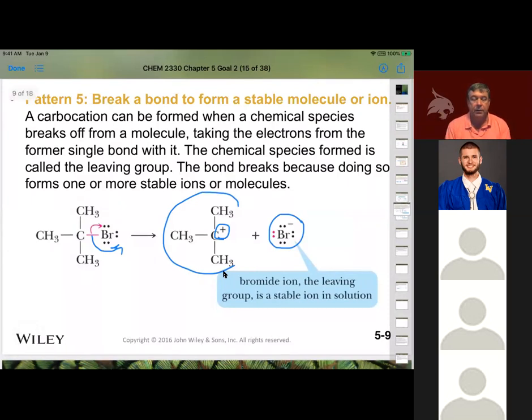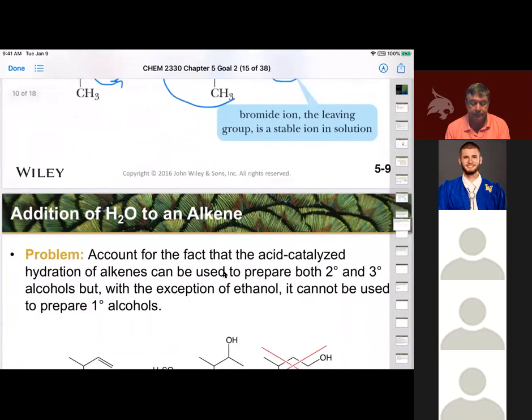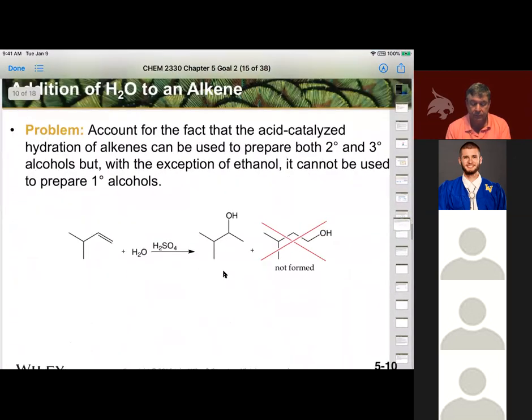And so you can drive the reaction. It can react with a number of different things once you form this carbocation. Okay. So let's think about carbocation stability, okay?